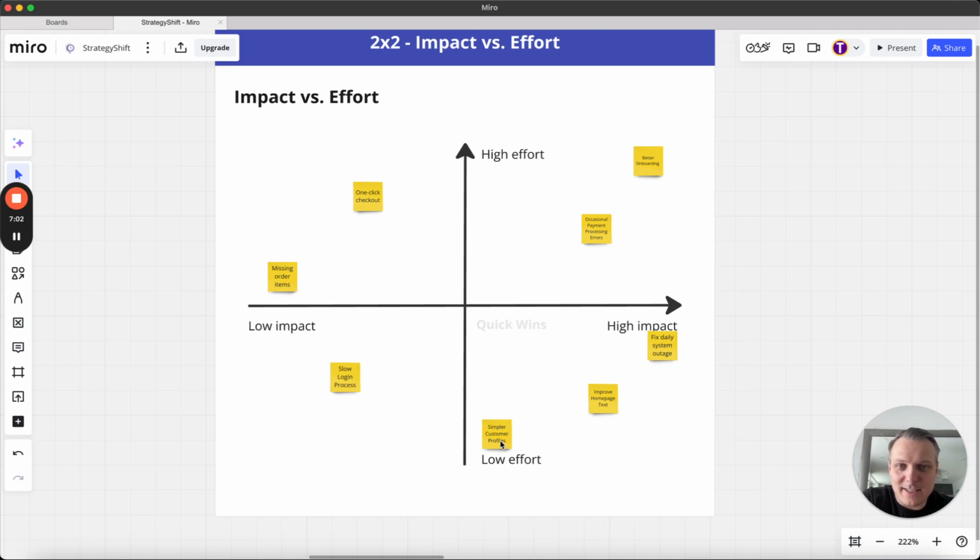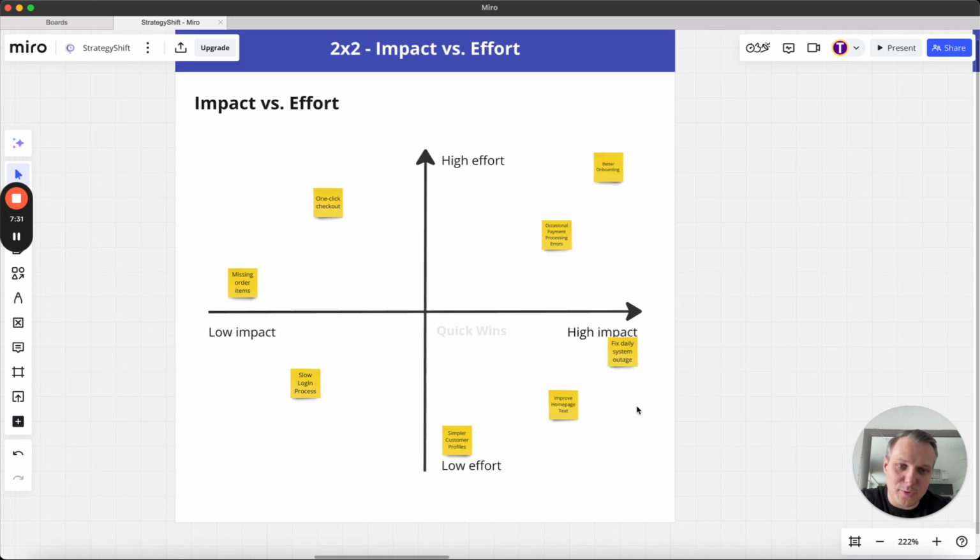So once you've organized these problems, these tasks, into the 4 quadrants on the 2x2, you can easily see the quick wins, and all the other tasks that might be difficult to do, but have impact if you actually do them. Ideally, you'd want to go for the quick wins. For example, fixing the daily system outage is a quick win. It'll have a high impact and it's not that difficult to do. And you want to improve homepage text, because it'll bring in more customers. And simpler customer profiles, maybe you focus on that next, because it has decent impact but low effort. So maybe get that done first.